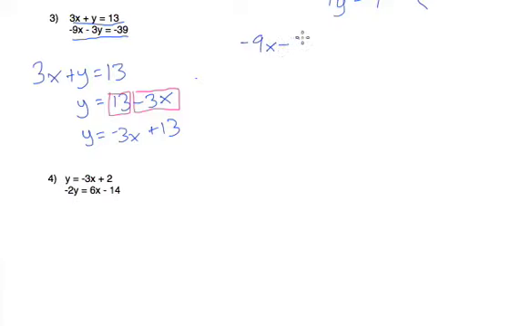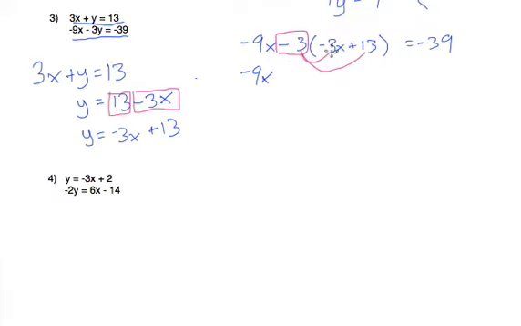-9x minus 3 times whatever y equals -39. And what does y equal? We know that y equals -3x plus 13. So we will rewrite this -9x, and we're going to distribute properly, which means we take the number outside, which is -3, and we distribute it to both terms. Some of you are still forgetting to distribute to both terms.